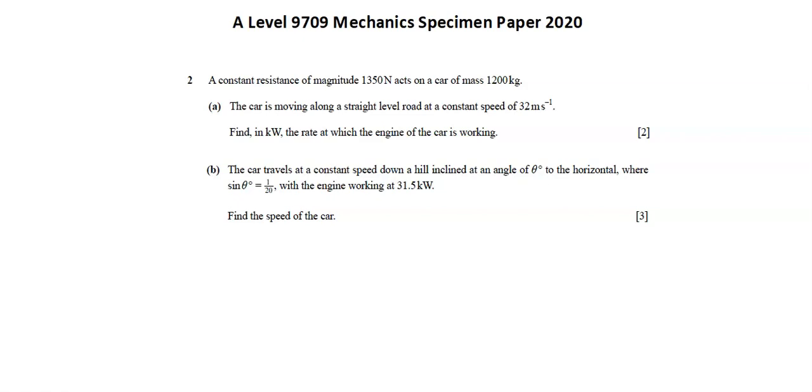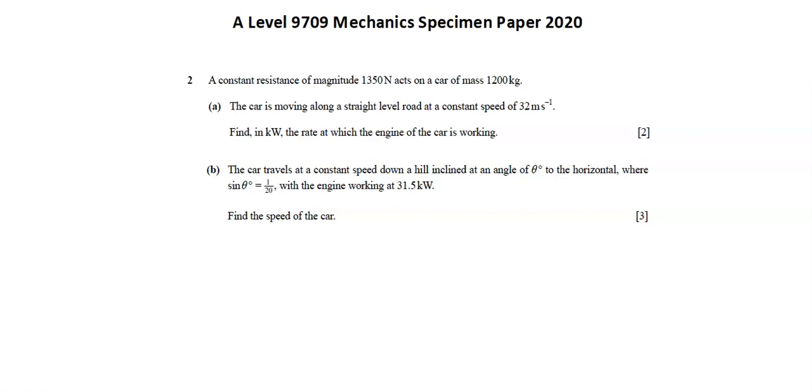We're looking at the 2020 specimen paper for Mechanics, question 2. A constant resistance of magnitude 1,350 newtons acts on a car of mass 1,200 kilograms. A. The car is moving along a straight level road at a constant speed of 32 meters per second. Find in kilowatts the rate at which the engine of the car is working.